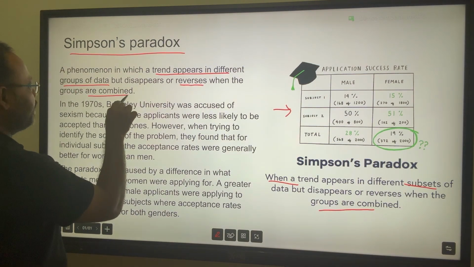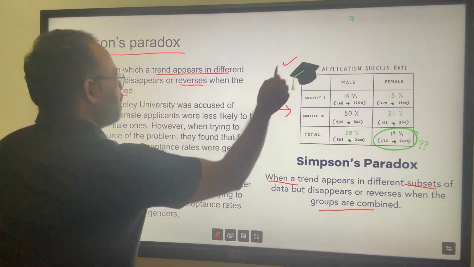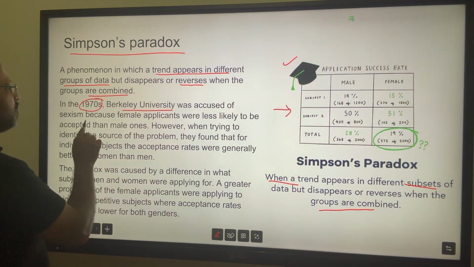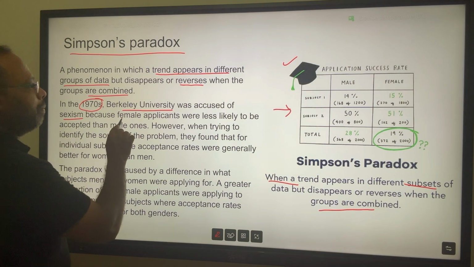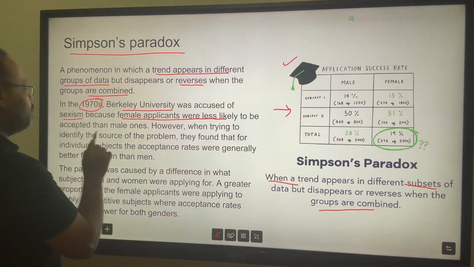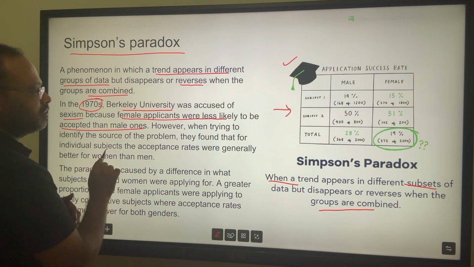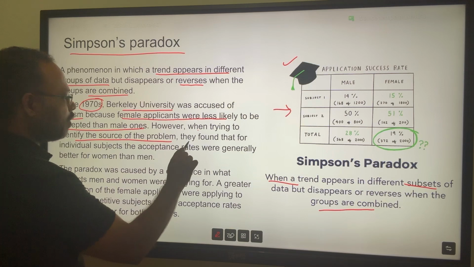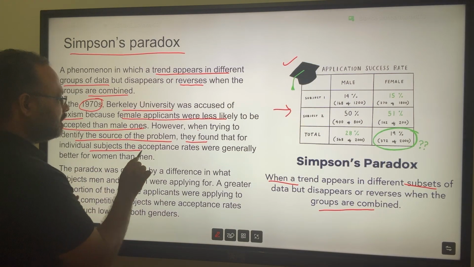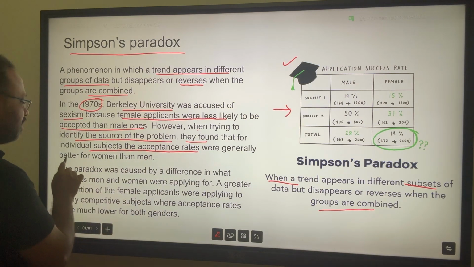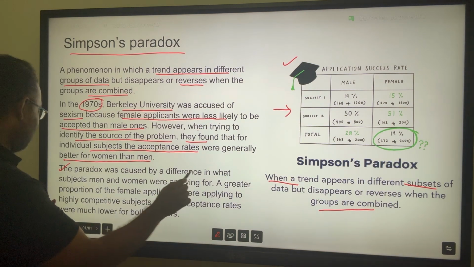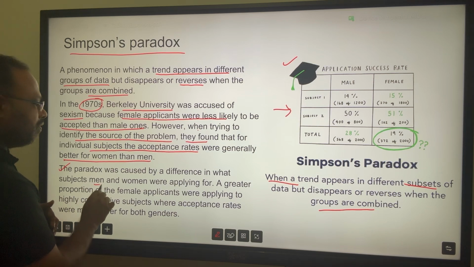the groups are combined. The classical example happened in the 1970s, where Berkeley University was accused of sexism because female applicants were less likely to be accepted than the male ones. However, when trying to identify the source of the problem, they found that in individual subjects, the acceptance rate was generally better for women than men. The paradox was caused by a difference in what subjects men and women were applying for.